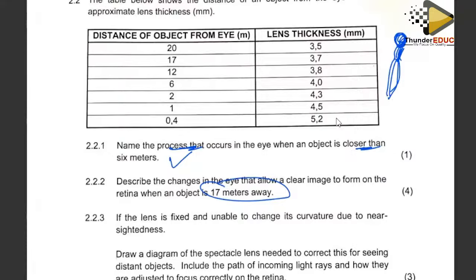So basically, that's it. But the mark for a clear image is focused on the retina, you won't get it. You know why? Because they say to allow a clear image to form onto the retina, so they can't credit you that mark. But you must always write like that, so that even if the question is asked in another way with 5 marks, at least you are able to get that answer, that a clear image is focused onto the retina. Then we go to the next question.